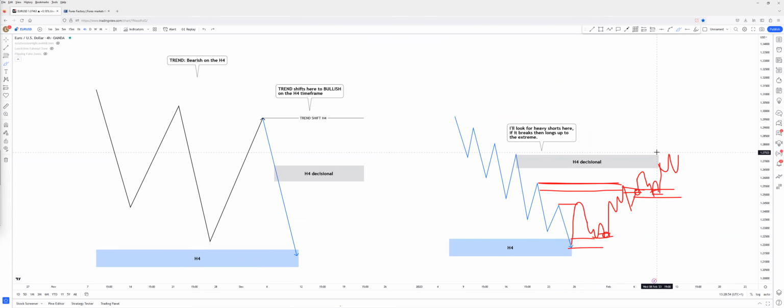So back to this region. So what happens if this 4-hour decision is getting flipped? Let's just imagine that it's getting flipped. Okay. Question to you. Listen here. Question to you. Will the trend change here if price breaks this 4-hour decisional?